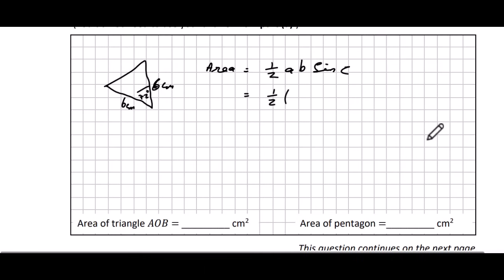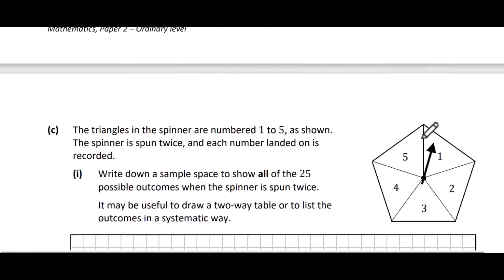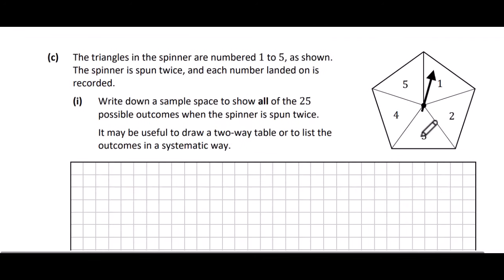So that's going to be half times 6 times 6 sine of the angle in between the two 6's, which is 72 degrees. When you work that out, you get 17.1 square centimeters. So the area of AOB is 17.1 centimeters squared. The area of the pentagon then is going to be 17.1 multiplied by 5. When you do that, you get 102.6 centimeters squared.